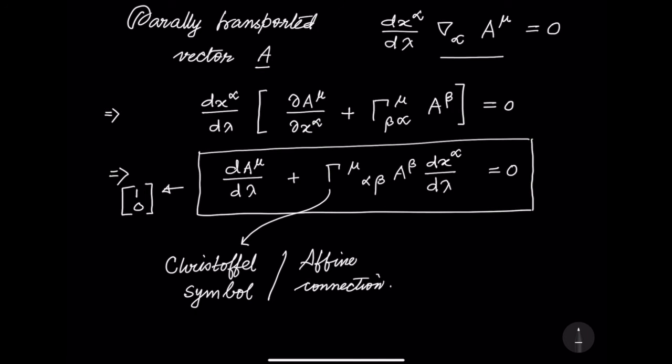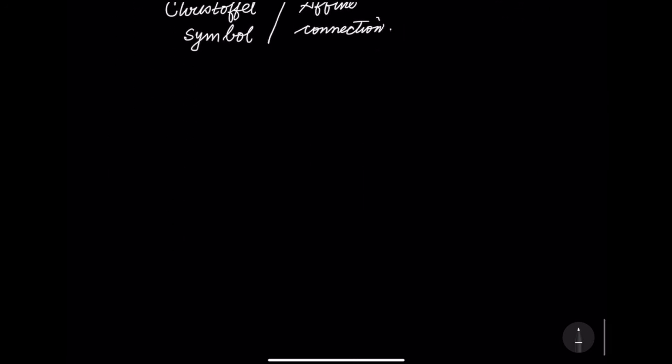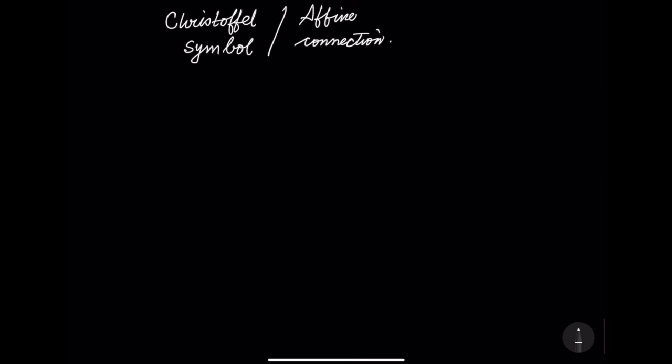Now, given this, let's go one step further. What we have done up to here is that we have defined how we can translate a vector parallel to itself. Now let us ask the question: what if we translate the tangent vector of a curve along the curve parallel to itself?